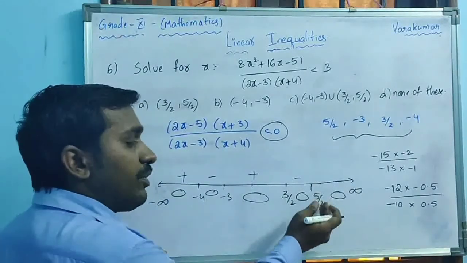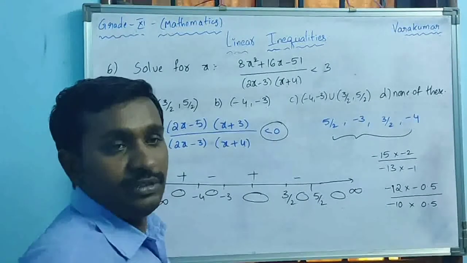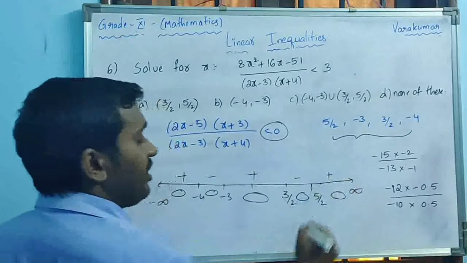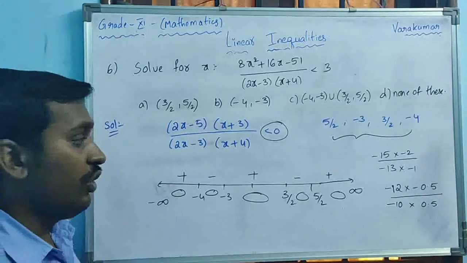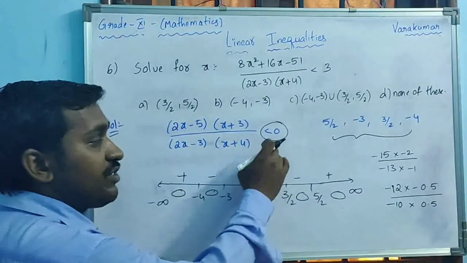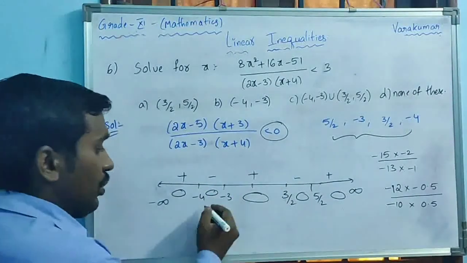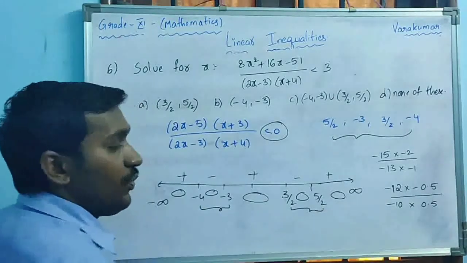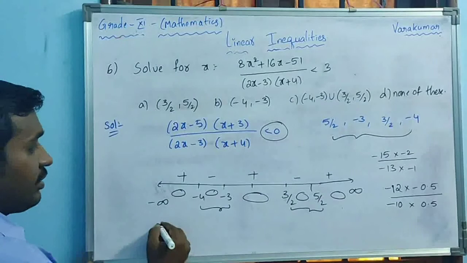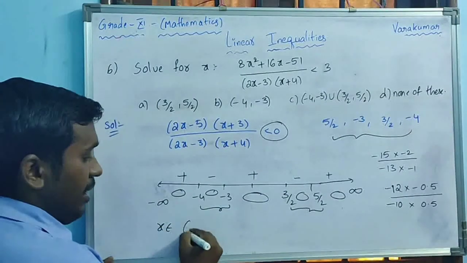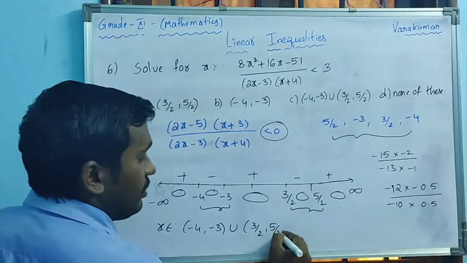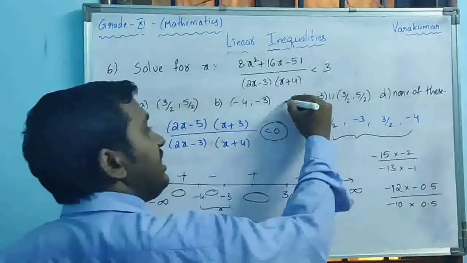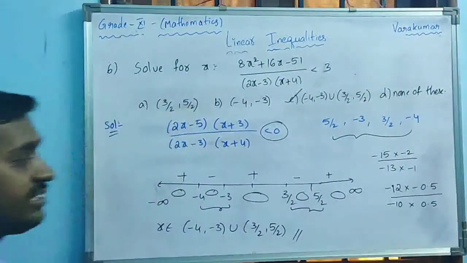And above 5 by 2, 5 by 2 is 2.5. You take 3 and substitute. That will become positive. So some regions we get positive, some regions we get negative. So which is the right answer for us? Less than 0 means only the negative region is the required answer. So here this region and this region we are getting negative. Therefore x belongs to minus 4 to minus 3 union 3 by 2 comma 5 by 2. See, among these 4 options, option C is the right answer. So this completes the solution.